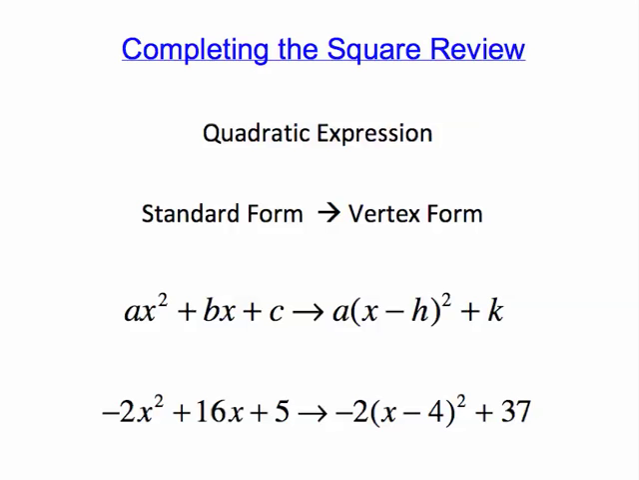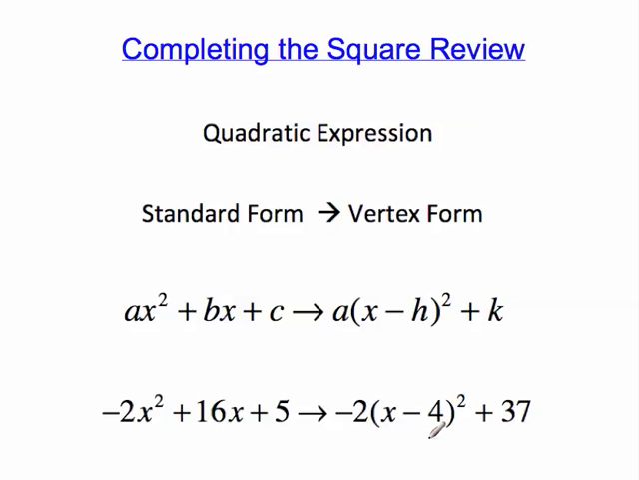In this video, we're going to review completing the square. Completing the square is a process where you take a quadratic expression that you're given in standard form and you convert it to vertex form. So you're given something that in the general case looks like this and convert it to something like this. Here's an example below. You're given a quadratic expression in standard form like so, and you want to convert it to vertex form like this.